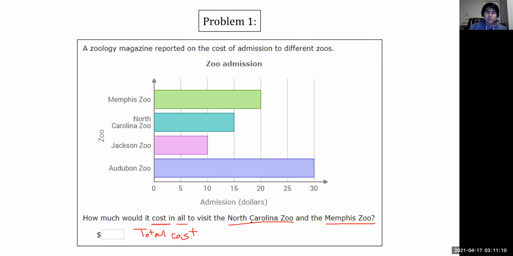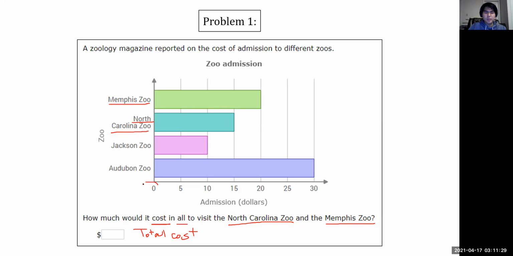So now what we're going to do is locate each zoo name on this bar graph. So first, we have the North Carolina Zoo here, along with its bar. And then above this is the Memphis Zoo and the bar for the Memphis Zoo.